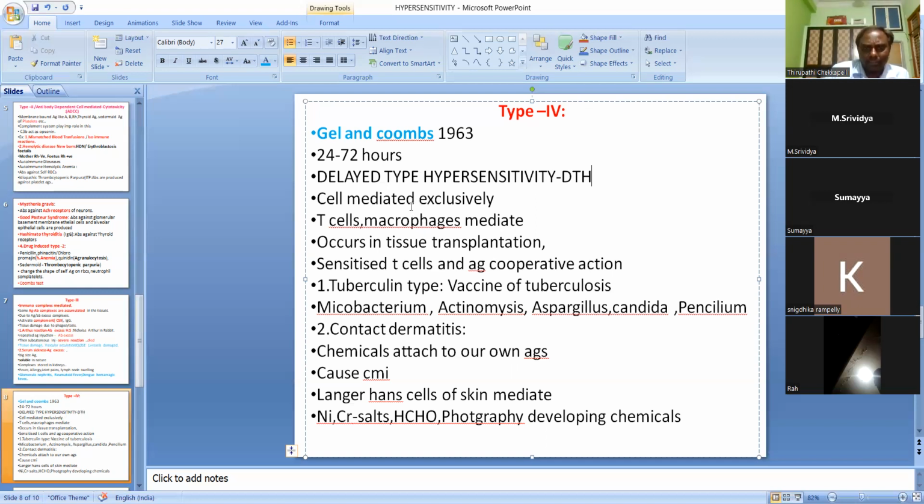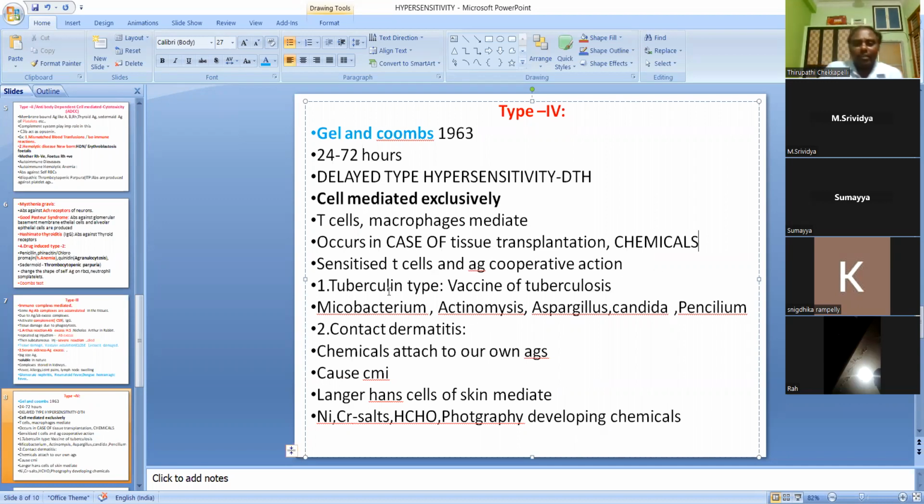There is no role of antibodies in this case. Only sensitized T helper cells, cytotoxic T cells, and macrophages all participate. So it is exclusively cell mediated type of hypersensitivity. In this, T cells and macrophages mediate this hypersensitivity. It occurs generally in case of either tissue transplantation or some chemicals also.